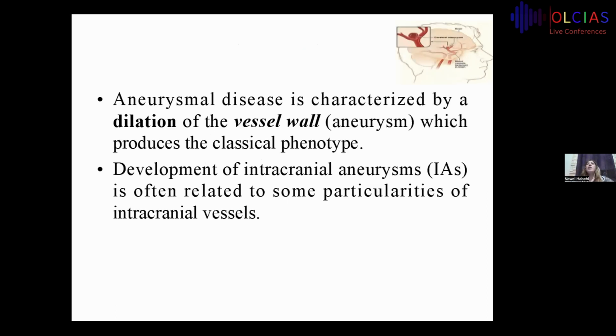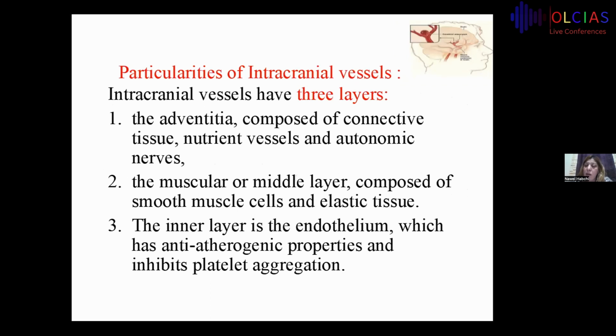So what is the aneurysm? The aneurysm is characterized by the dilation of the vessel wall. This is the definition of the aneurysm as a pathology. And this is the production of the classical phenotype of this pathology. We noticed that the development of intracranial aneurysm is often related to some particularity of the intracranial vessels. So we must know what are the particularities of intracranial vessels.